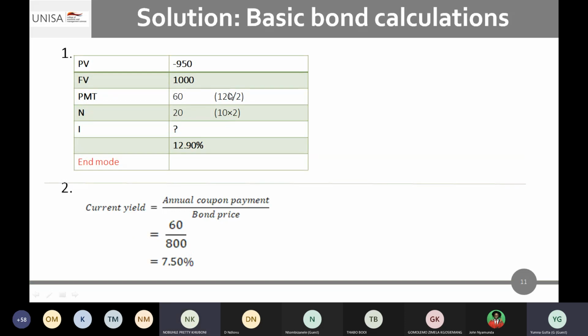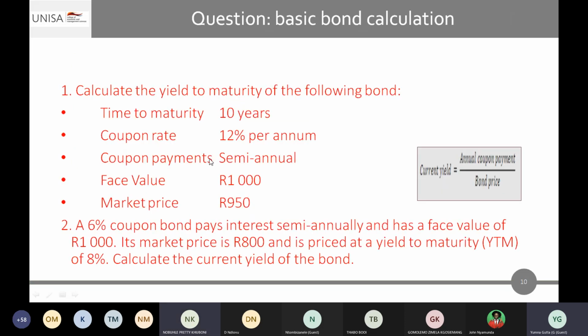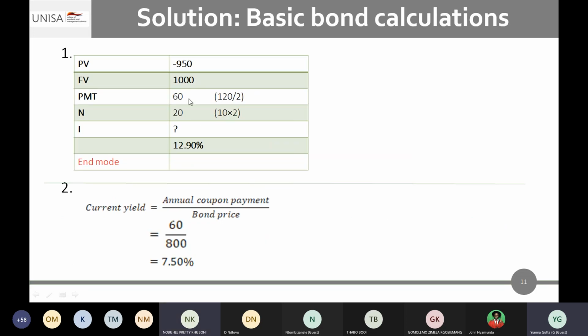120. But because they told us it's a semi-annual bond, the coupon payments are every 6 months. So you get 60 rand in June, which is after 6 months, and 60 rand in December. We get 60 rand per period. We have 20 periods, you see how we've timed our years by two, because we're getting paid twice a year. So you say 120 divided by two, which gives you 60 rand per period. Are we okay there?